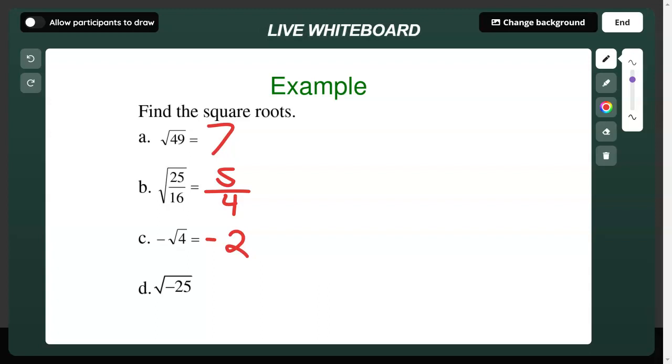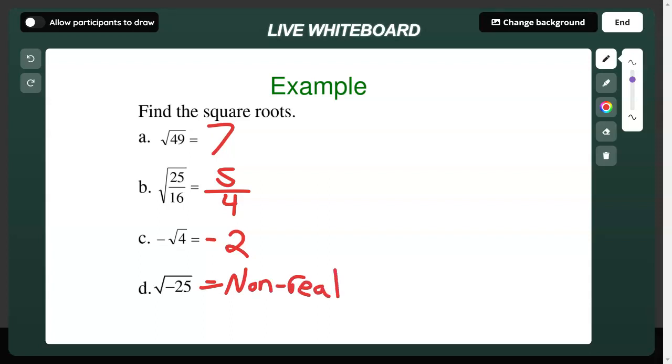Nope. It's not real. Okay? So I can't multiply 5 times 5 to get negative 25. I can't multiply negative 5 times negative 5 to get negative 25 because they have the same sign. There's no number that can be squared to give me a negative value. No number squared gives me a negative value, at least no real one. And so this, for now, is non-real.